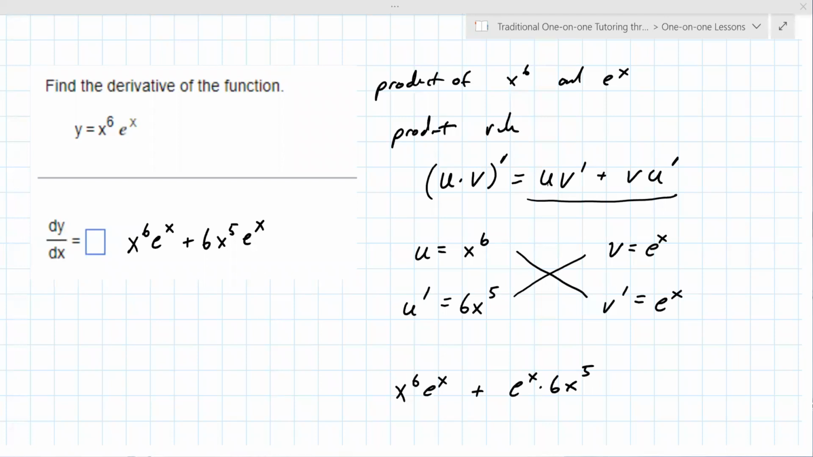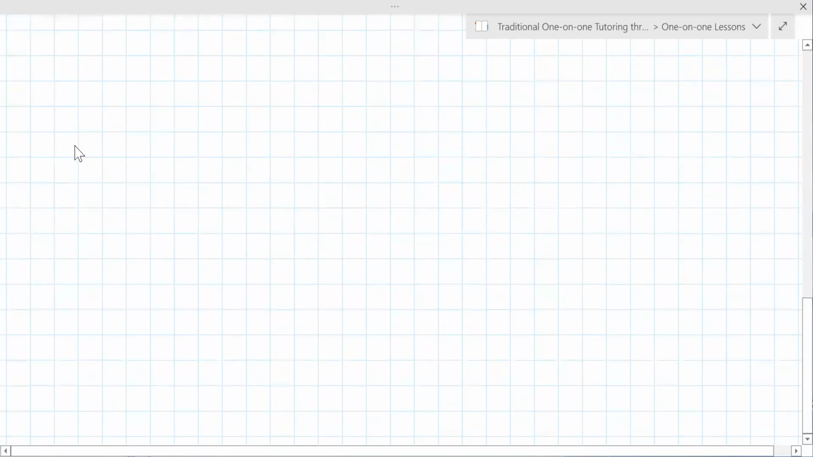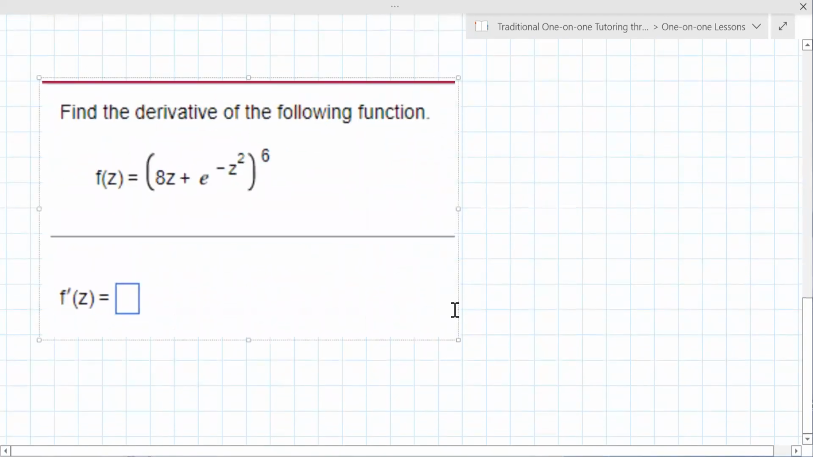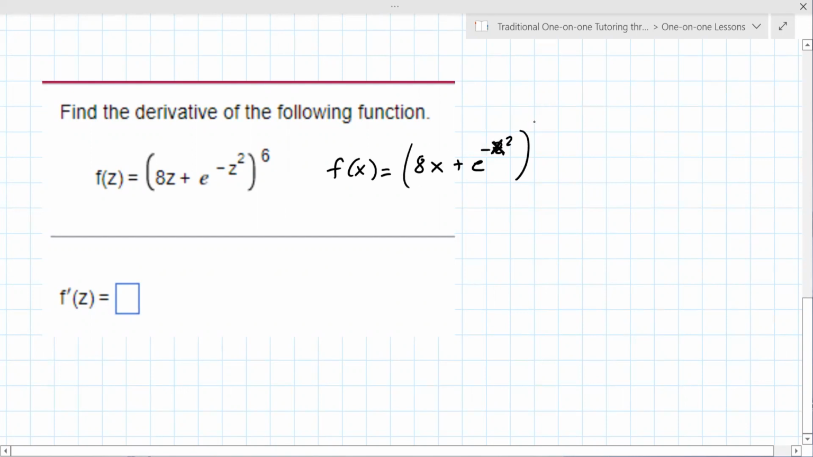All right, so next question. The first thing I want to point out here is that they're using z as the variable instead of x. If you don't like that, just because it's been a while, it's okay to change it back to x. That won't change the answer, but we do have to enter the answer in terms of z. But for us, it's probably good to leave it as x.